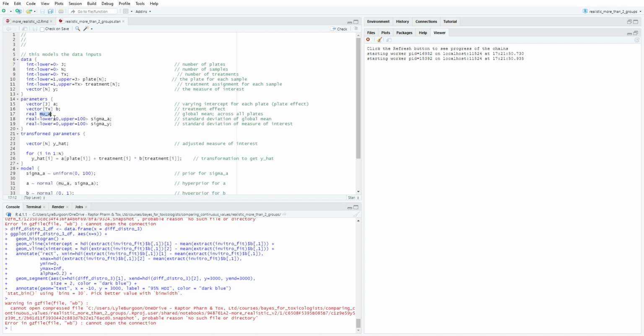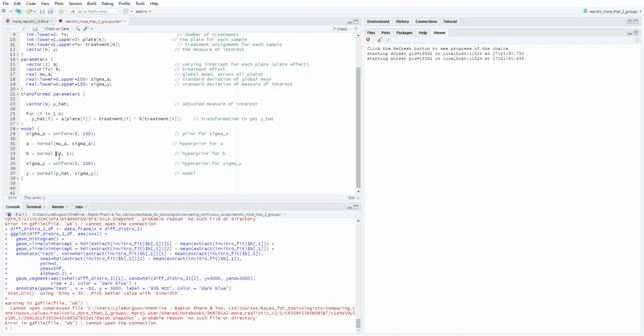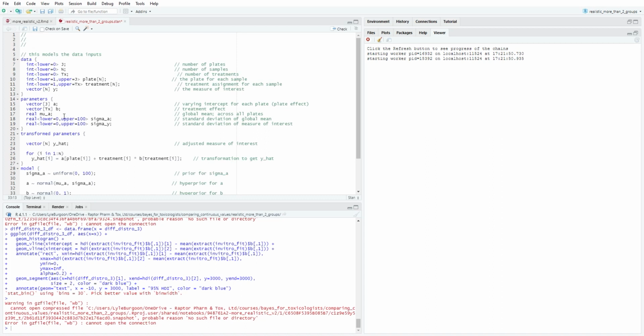Mu A, anytime you see mu, we usually use that to mean some kind of mean. Mu A is going to be a global mean across all the plates. It doesn't really come into play here. It comes into play down here. So it is the hyperprior for the A value. And again, it's a normal distribution. And then sigma A, anytime you see sigma, we usually use that to mean standard deviation. So sigma A is the standard deviation of the global mean. And then sigma Y is the standard deviation of the measure of interest.